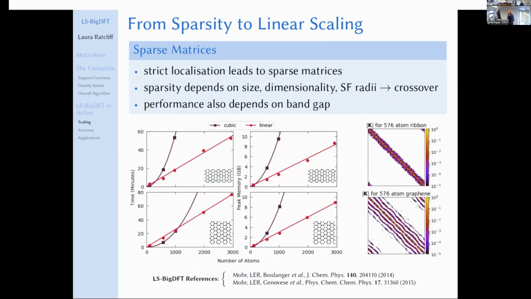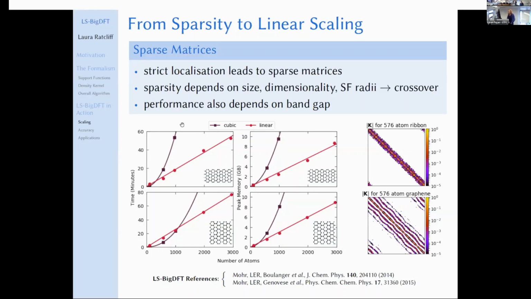One thing important to note is that the sparsity depends on a lot of factors. It depends, obviously, on the size of the system. It depends on the dimensionality. So here I'm comparing a 1D nano ribbon to fully 2D graphene. If you look at what the density kernel looks like, you can see that the ribbon in 1D is much more sparse. We've got many more empty matrix elements than for the 2D system. And for a periodic system, it will be even less sparse.